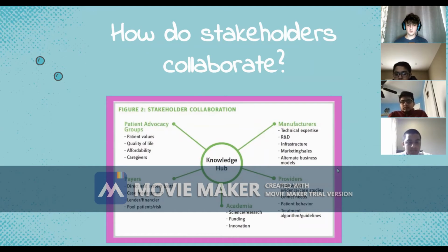And then the academia is used to actually provide the research that's needed for the manufacturers to create this, and the payers are what fund these types of things, and then the patient advocacy groups are what talk about the ethical issues that are seen and make sure that patients have a good quality of life.